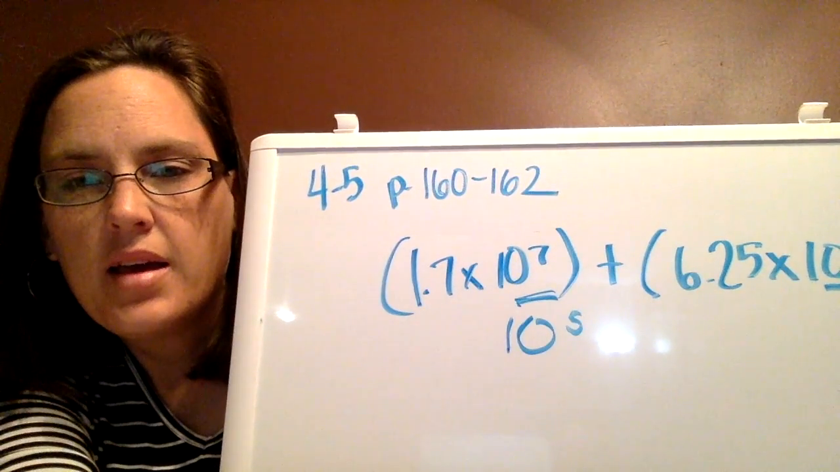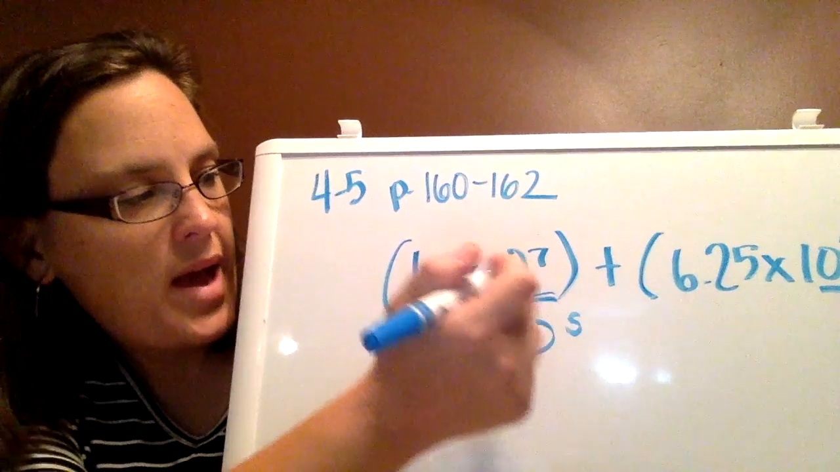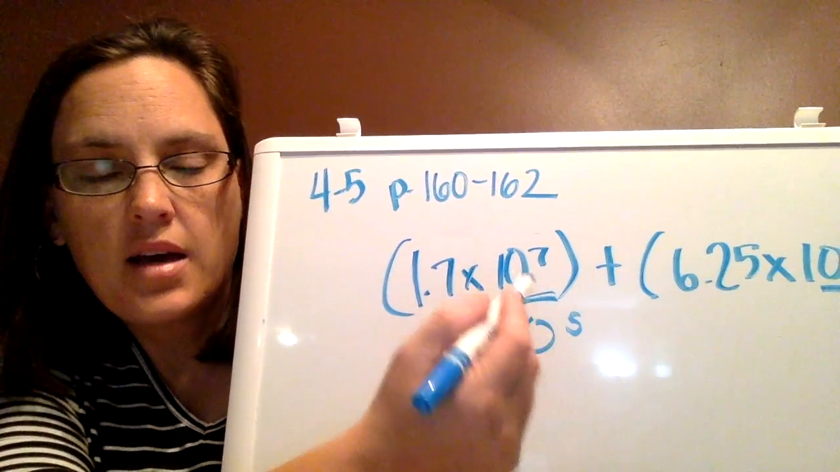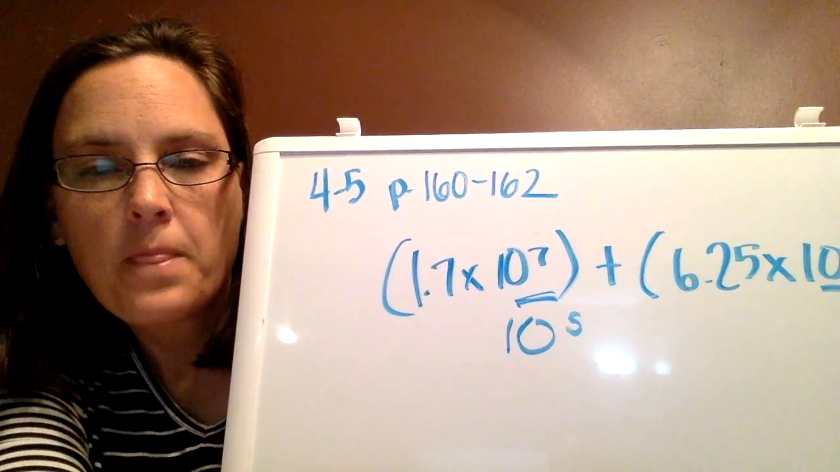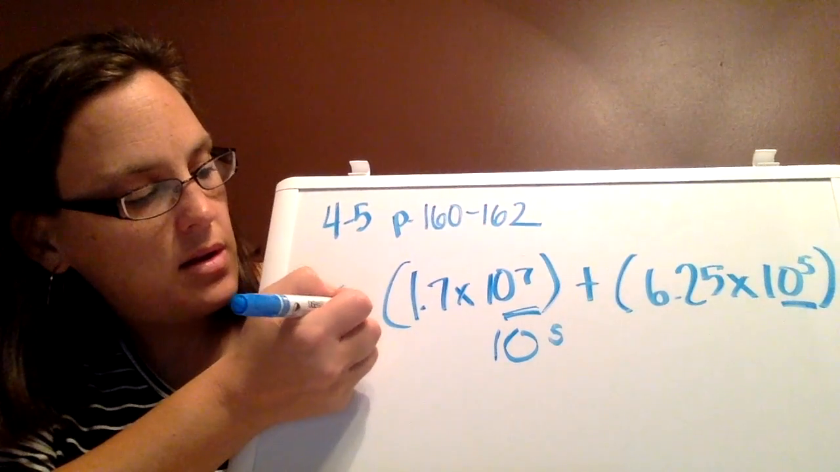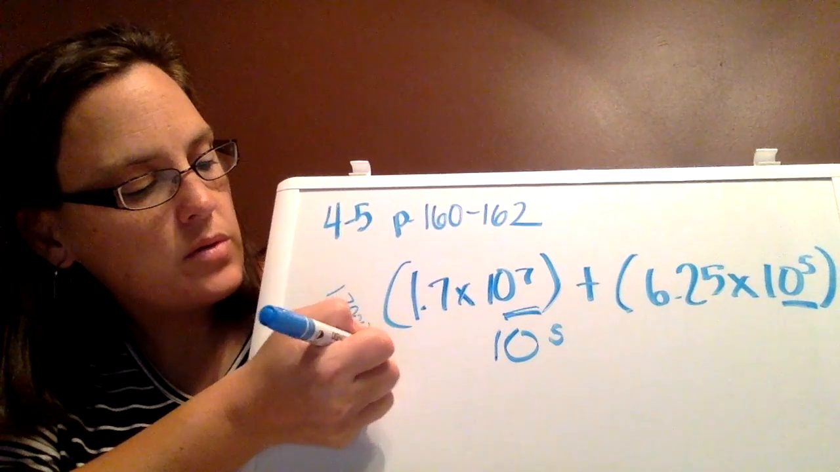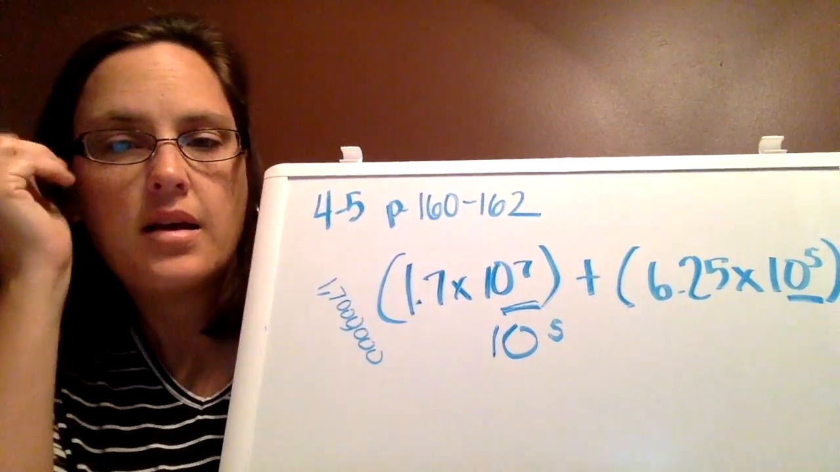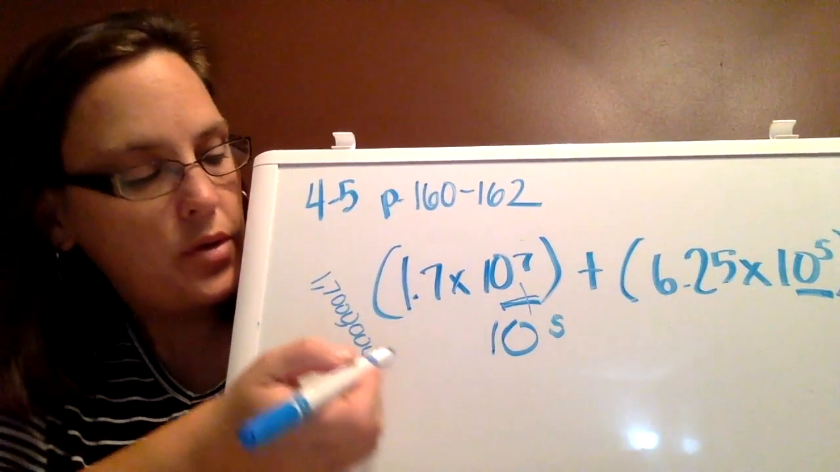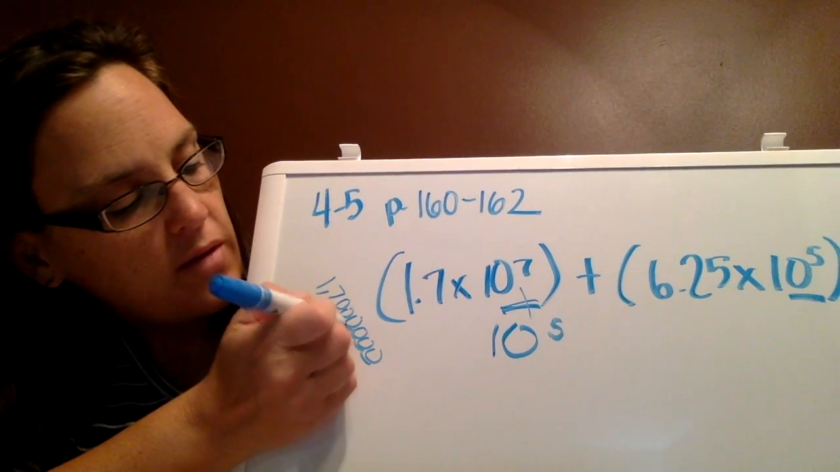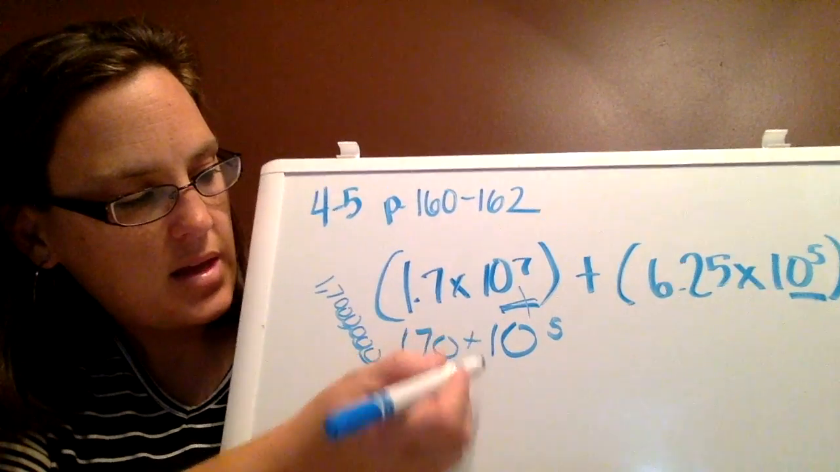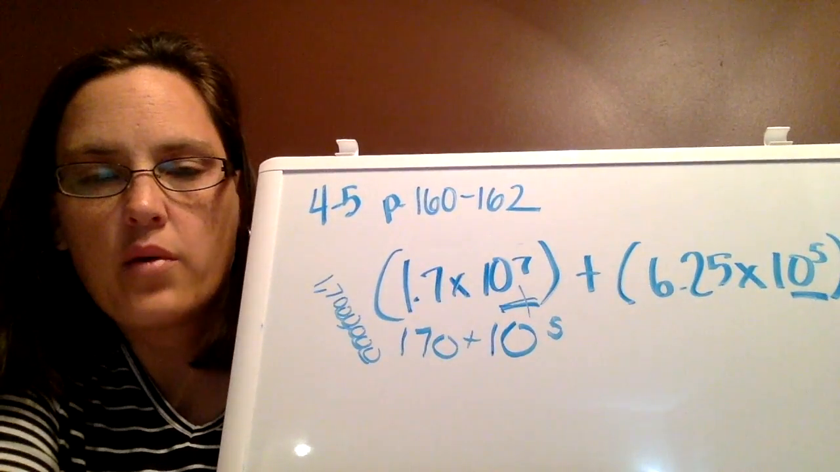If we were going to make 10 to the 5th power, what would we have to do to that 1.7 in order for it to be an equivalent expression here? So 1.7 times 10 to the 7th is 1,700,000. That's how it currently looks. If we were going to shave off two of those exponents, that's 1, 2, 3, 4, 5, it would actually be 170 times 10 to the 5th power.